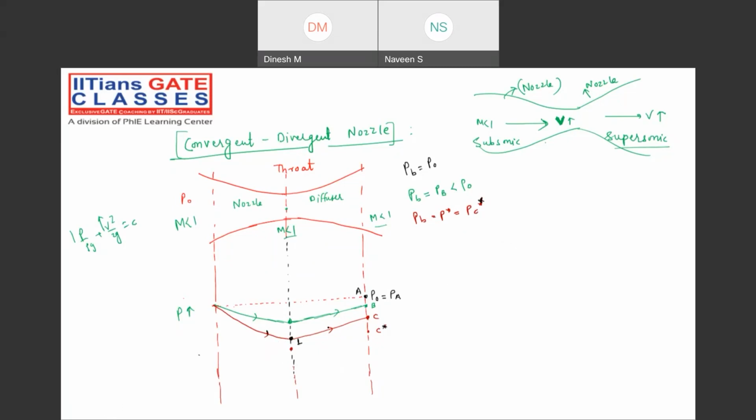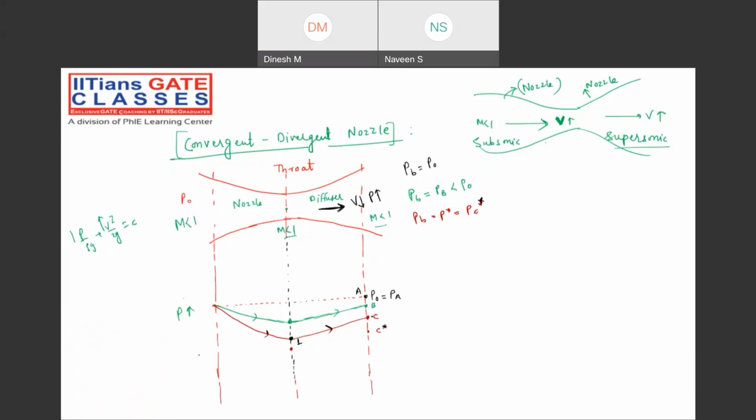Either the flow can be subsonic. When the flow through the diffuser is subsonic, then the pressure will increase. Yes or no, guys? When the flow through this diffuser is subsonic, then velocity will decrease and pressure will increase. Understanding or not? Check it out. Perfect. But I told you there are two possibilities when the Mach number is equal to 1.